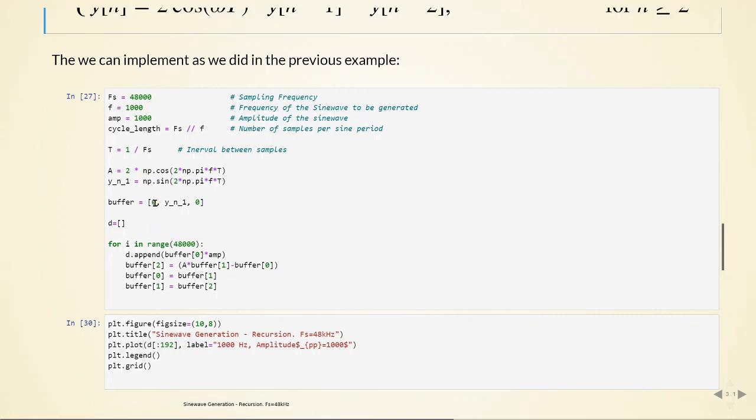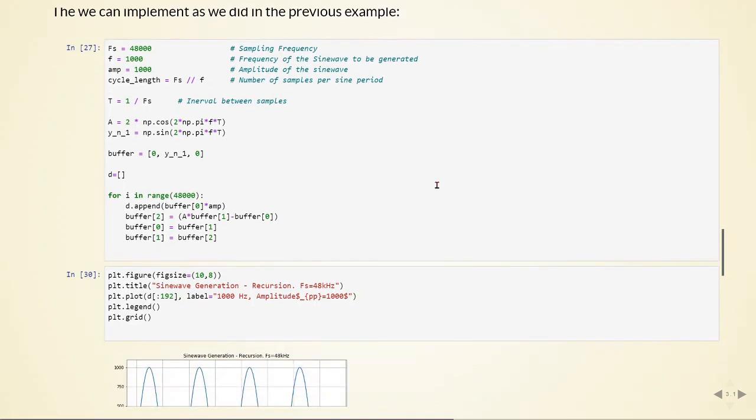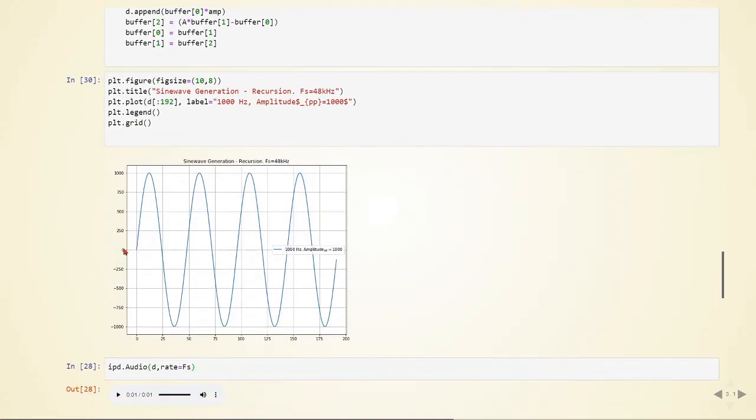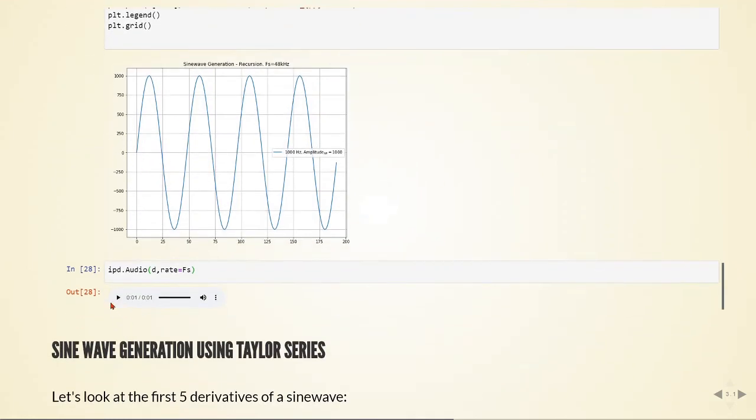So we are returning y0, but we already have y1 and y2, and this is how we now generate 1000 Hertz. The amplitude is 1000, peak to peak is 2000, and we also can listen.